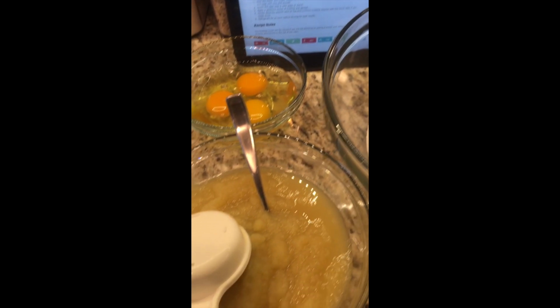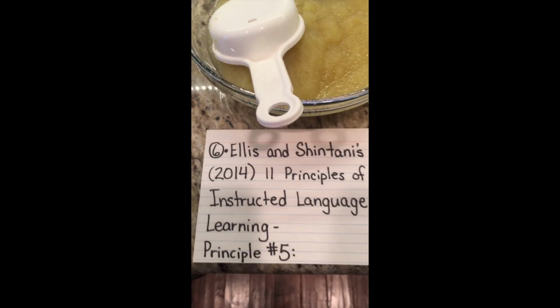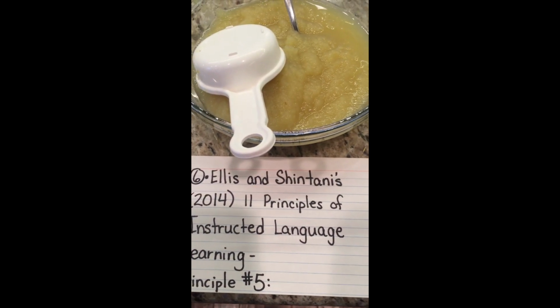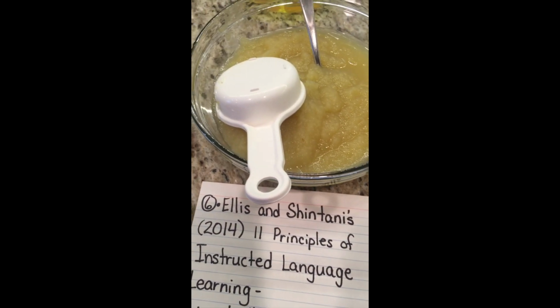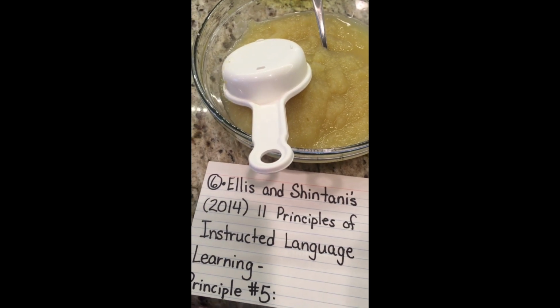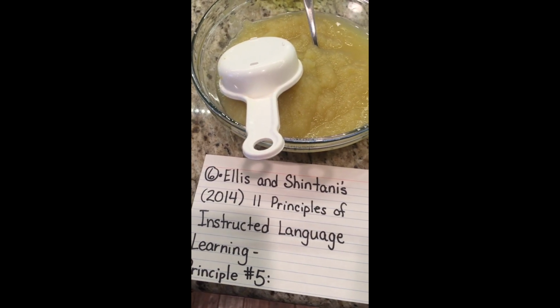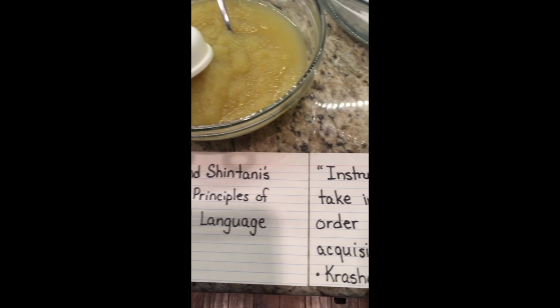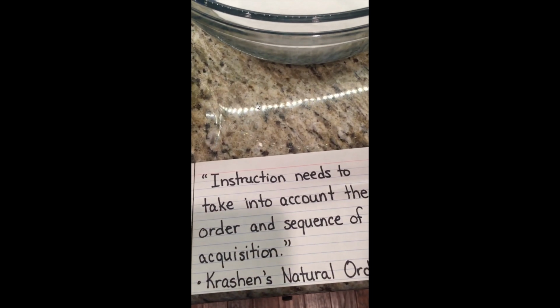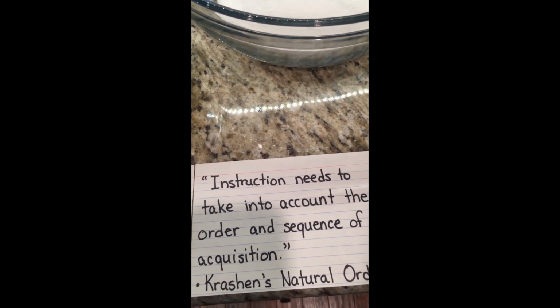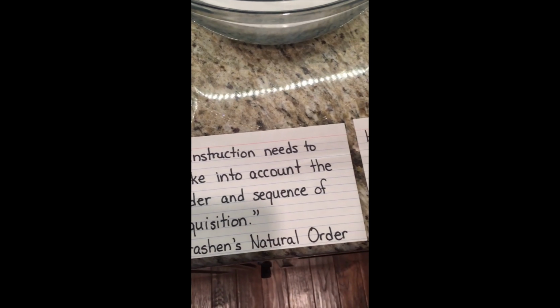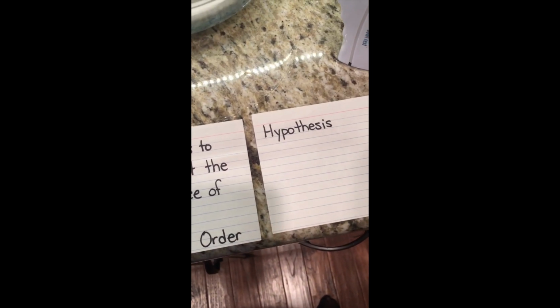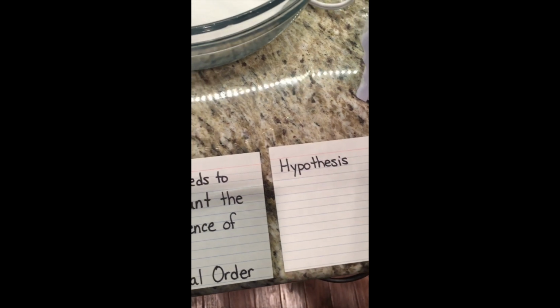In much the same way, the 5th of the 11 principles from Ellis and Shintani for instructed language learning says instruction needs to take into account the order and sequence of acquisition. This goes right along with Krashen's natural order hypothesis, which says language is learned in a predictable order.